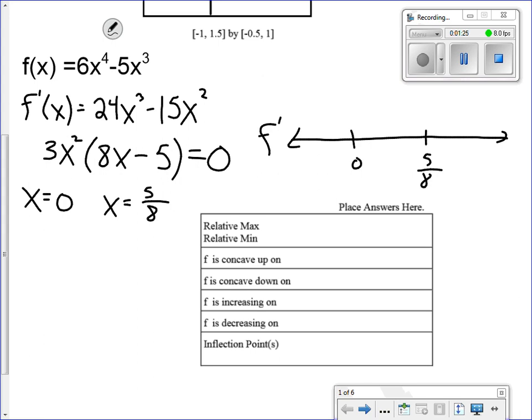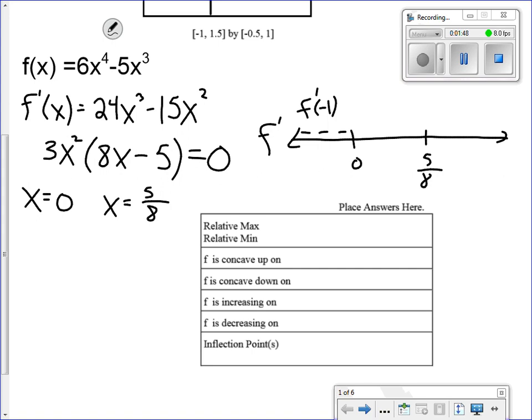So we pick a number less than 0, such as -1, and we plug that into the derivative. When we plug -1 in, the first factor, 3x squared, that's positive. We don't have to worry about that. We just have to worry about this other factor. 8 times -1 minus 5, that would be negative. Positive times a negative is negative.